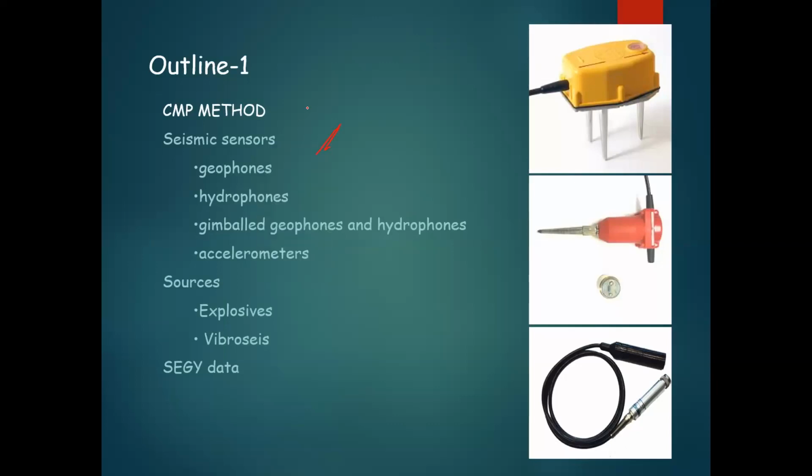Okay, so the outline of the talk: we'll be talking about the CMP method, common midpoint or common depth point method. This is generally for reflection surveys. We'll be talking about seismic sensors, that is geophones for land, and hydrophones. These are the geophones for land.